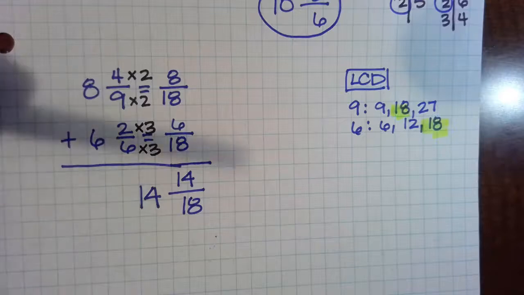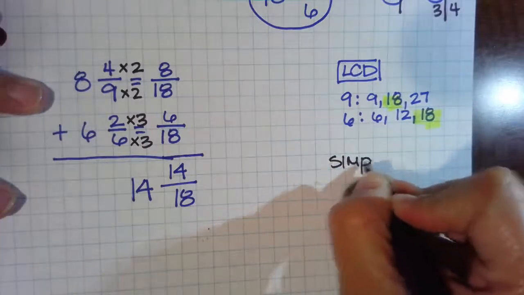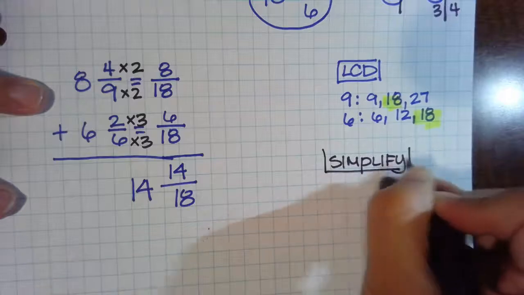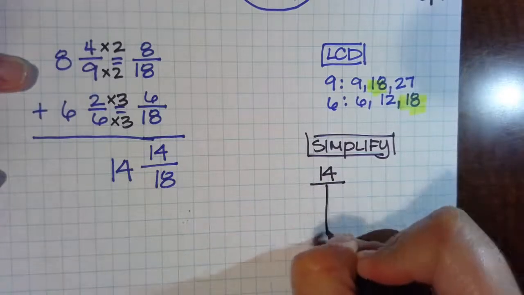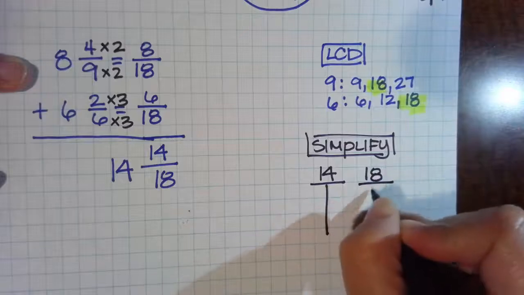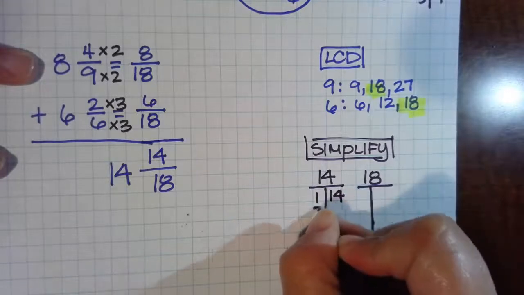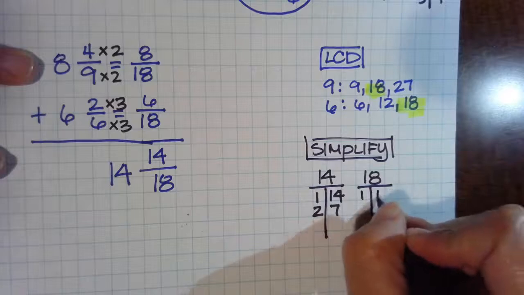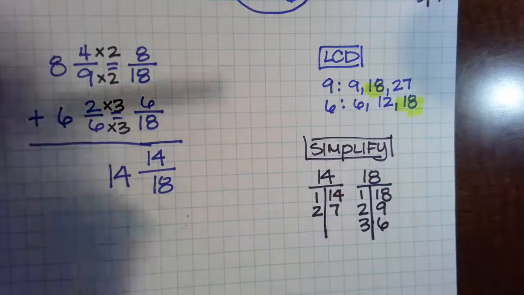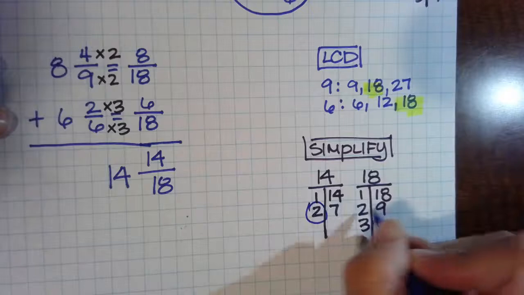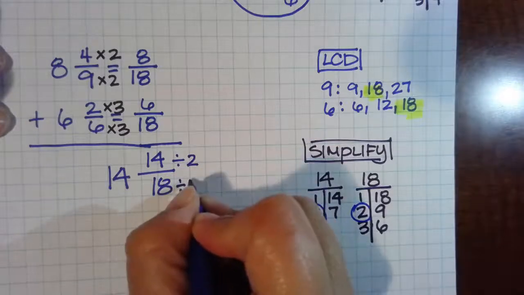And the very last step, anytime our answer is a fraction, we need to simplify, if possible. So let's see. We're going to simplify the 14 by doing a t-chart and finding the factors. And then we're going to simplify the 18 by finding its factors. So factors for 14, 1 times 14, and 2 times 7. For 18, 1 times 18, and 2 times 9, and 3 times 6. And so we can tell that the greatest common factor is that 2 right there. So we're going to divide our numerator by 2 and our denominator by 2.